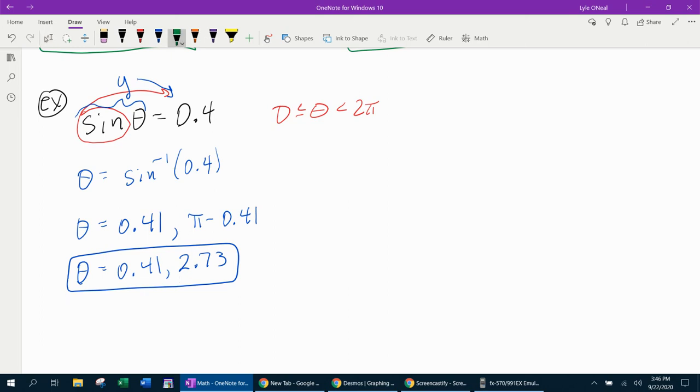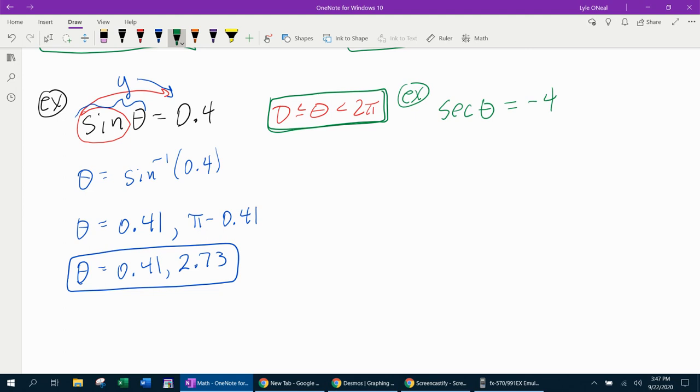Another example, two more examples. Let's say we have secant of theta equals -4. And again, they want us to solve this equation on the interval from 0 to 2 pi. So again, we have this same restriction. We're looking for angles within the unit circle, one revolution of the unit circle, that satisfy this equation.